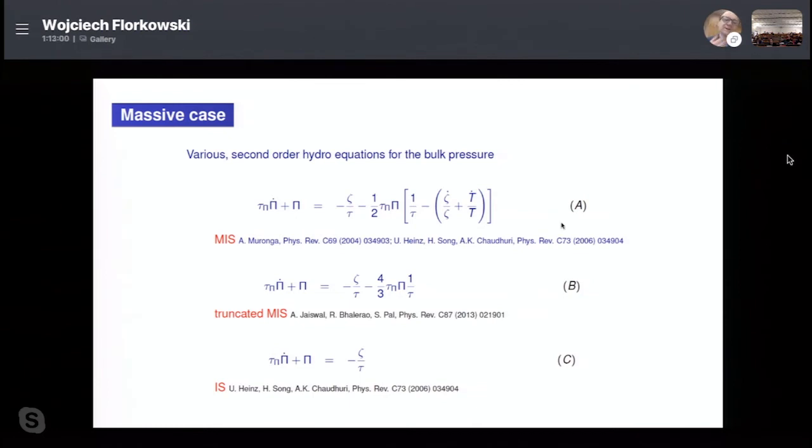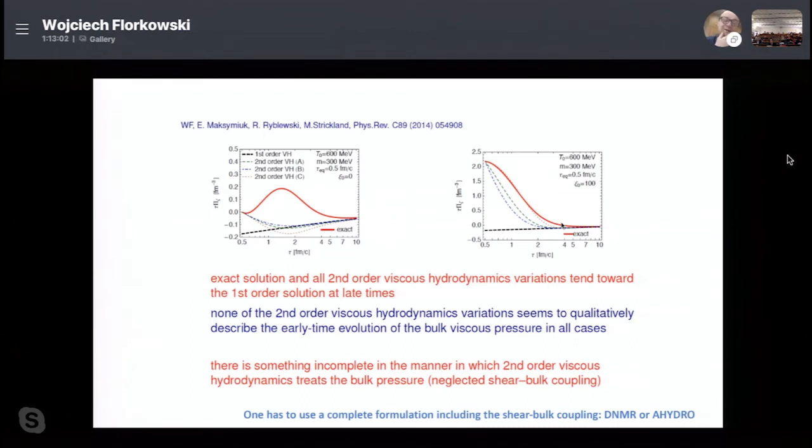What we did some time ago was use the hydrodynamic models and compare them with exact solutions of kinetic theory for massive particles, again boost-invariant, in the relaxation time approximation. It was a kind of shock to see that none of the hydro models describe the exact solution. In the plots here I showed the bulk pressure multiplied by the proper time. The exact solution for some initial conditions shows, for instance, that bulk pressure increases and then decreases.